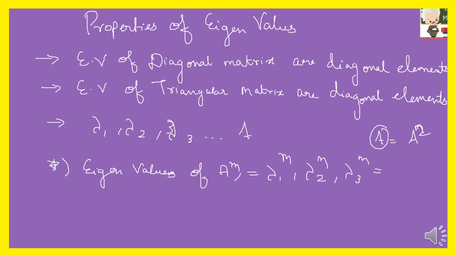And then the eigenvalues of A inverse are 1 by lambda 1, 1 by lambda 2, 1 by lambda 3. And the next is, if they ask for the eigenvalues of A transpose, then they are the same: lambda 1, lambda 2 and lambda 3. So these are some of the properties. Just remember all these properties, because if you are able to recognize a question with these properties, then you can get your answer in seconds and save a lot of time for doing other problems.